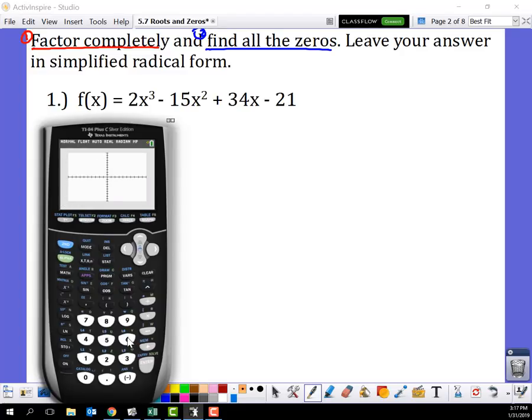And then what I'm going to do is go to Zoom 6. Zoom 6 puts your graph back in the standard viewing window. And then you're going to see a pretty good picture of this graph.